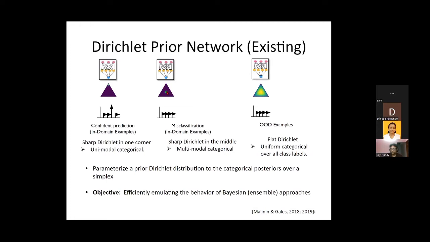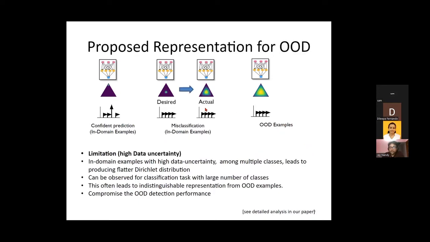And for in-domain misclassification, they tend to produce one very sharp representation in the middle of the simplex, and for the out-of-distribution they tend to produce a flat representation all over the simplex. This shows this is a confident prediction, this is a misclassification, and this is out-of-distribution. Now we show that in reality this is not the case. Instead, when we misclassify, the model actually produces a very sparse kind of representation, and this is because of their formulation.